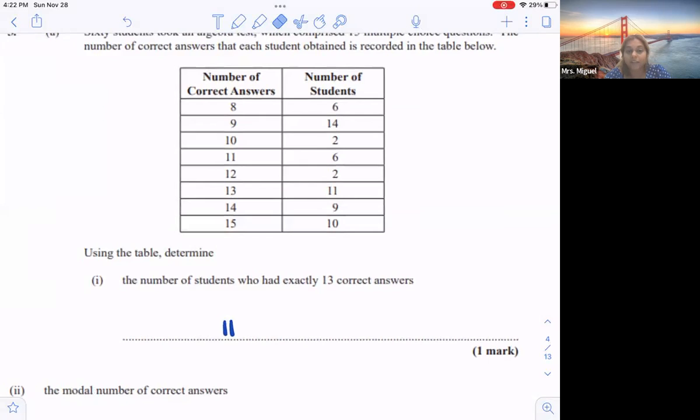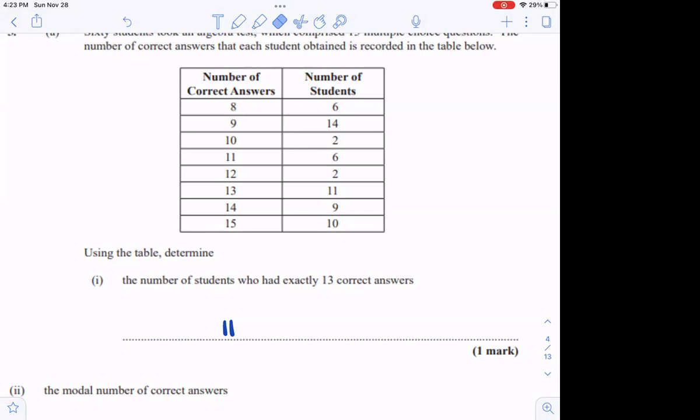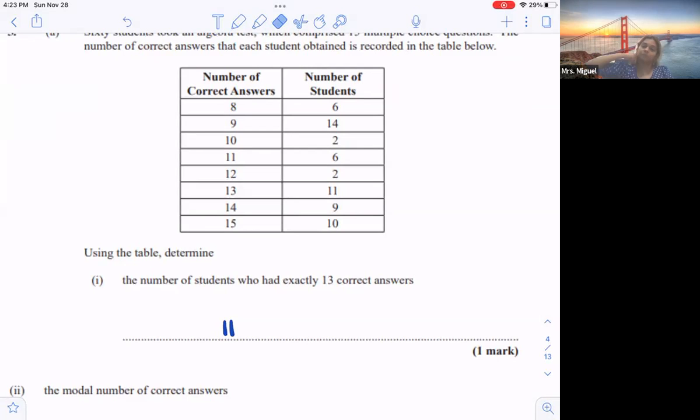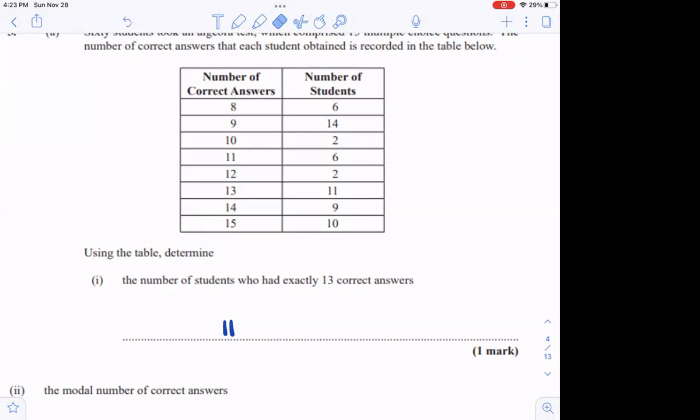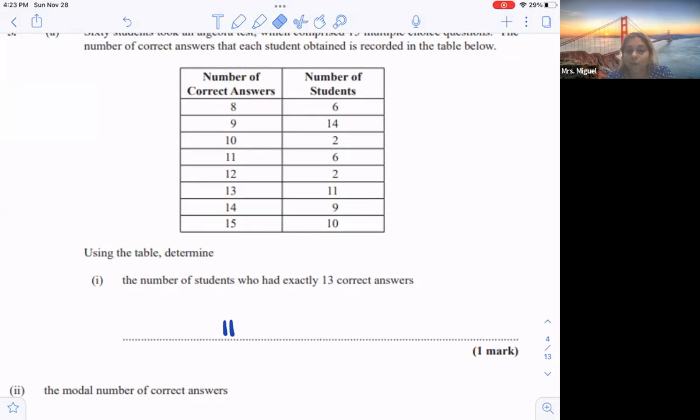What is the modal number of correct answers? What is the number of correct answers with the highest number of students? Which number of students is the highest to begin with? 14, miss. Right. Is 14 the mode? What are they asking you for? The number of correct answers. Is 14 the number of correct answers?